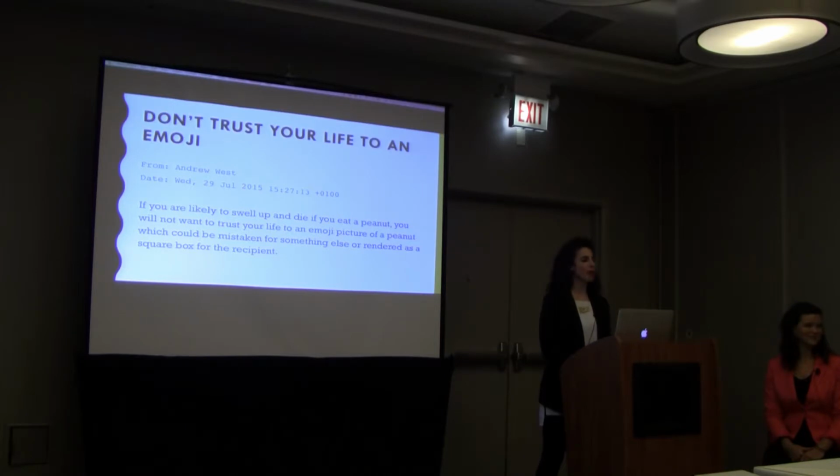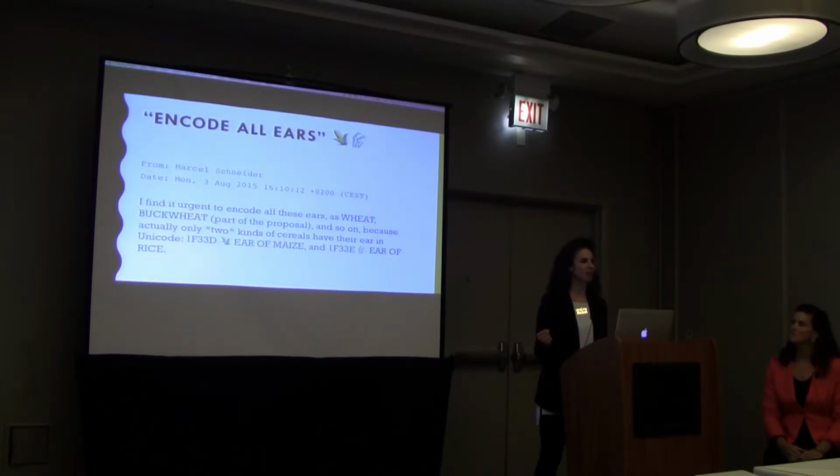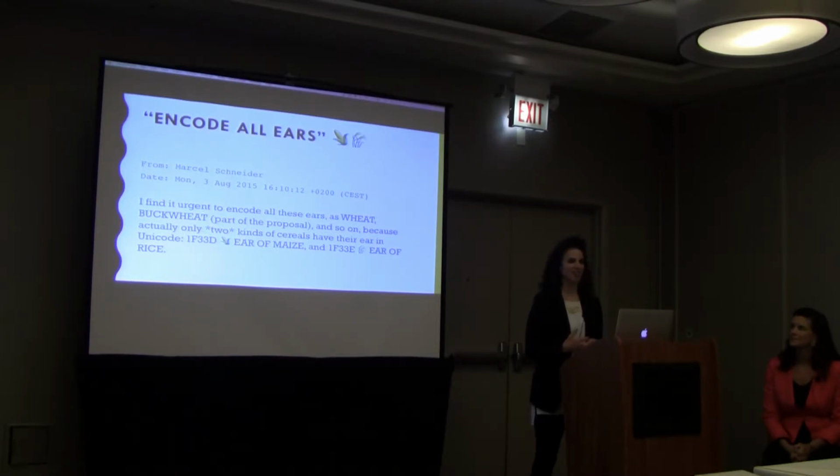And then there were also battle cries, right? There were also sentiments like the following: encode all ears. Marcel wrote, I find it urgent to encode all these ears as wheat, buckwheat, and so on, because actually only 2 kinds of cereals have their ear in Unicode: maize and rice. So there was this urgent cry to encode all of the ears, not just 2 of them.